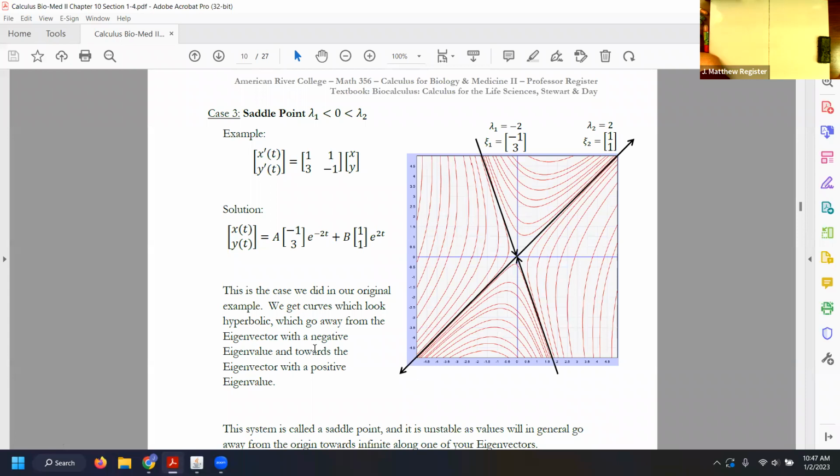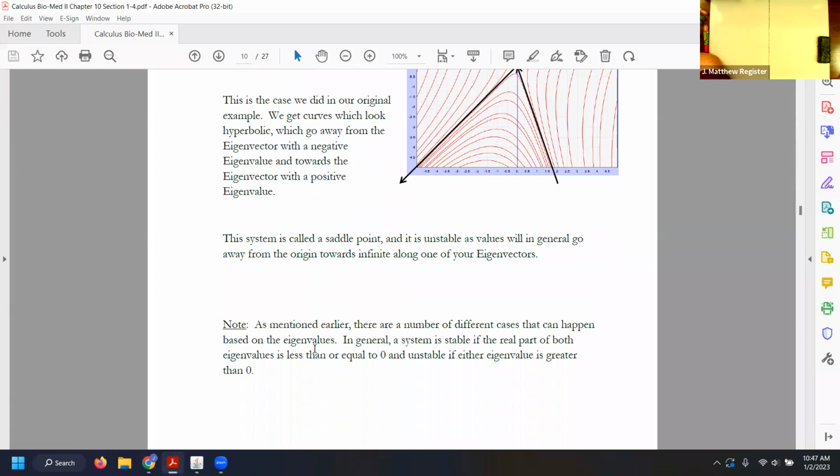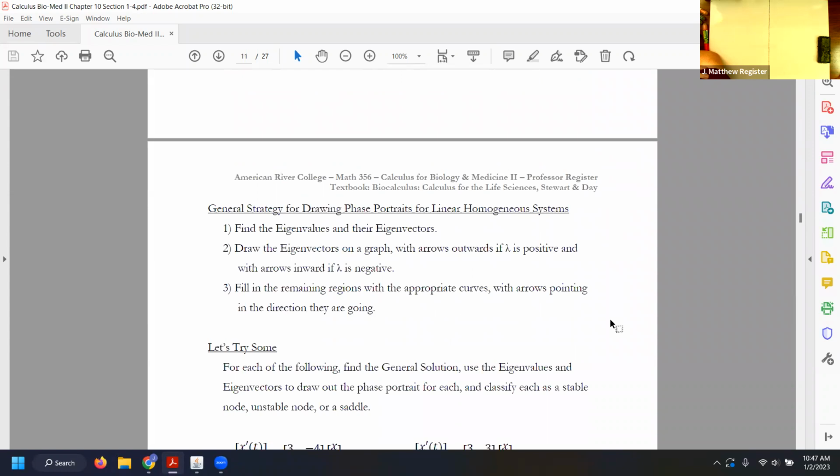That said, we're going to learn how to do this stuff by hand. And so let's figure out how we can do this by hand. Oh, and as mentioned earlier, there are a number of different cases that can happen based on the eigenvalues. In general, a system is stable if the real parts of both eigenvalues are less than or equal to 0, and unstable if either eigenvalue is greater than 0. And so that's going to be what we're looking for.